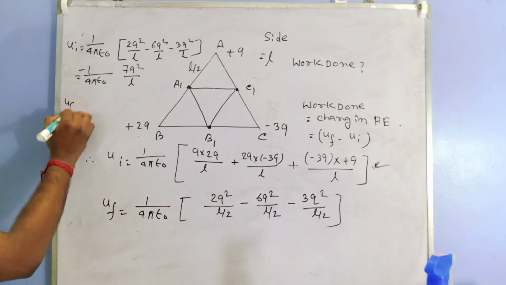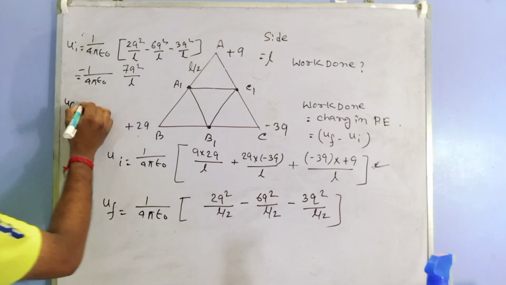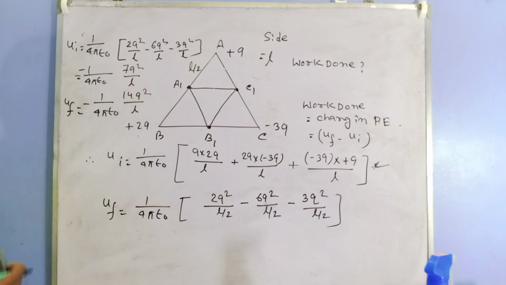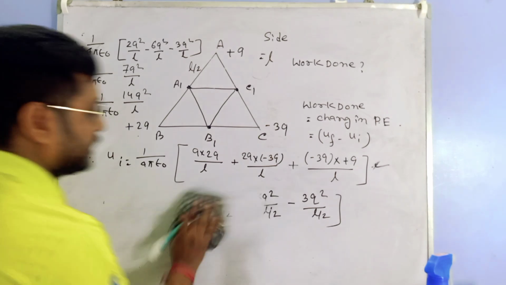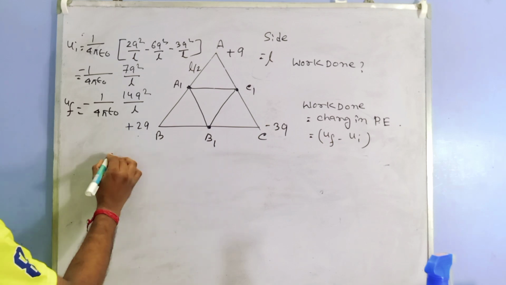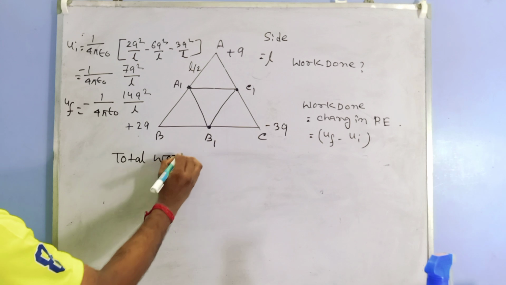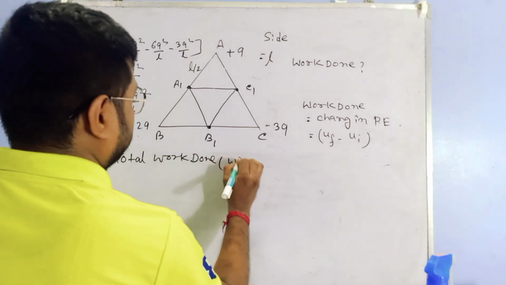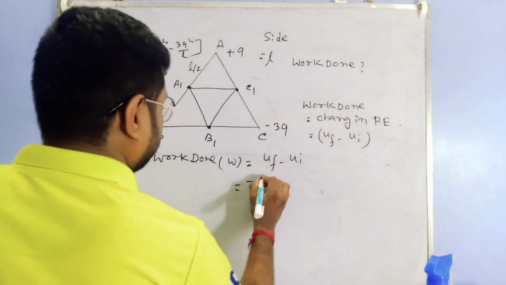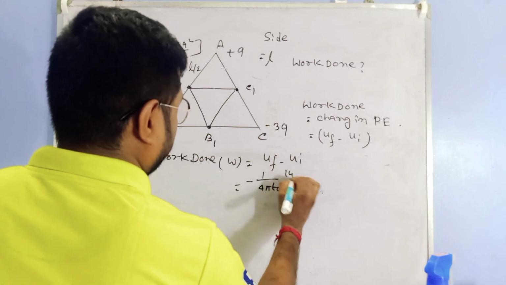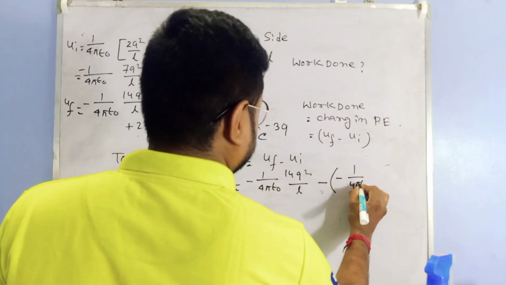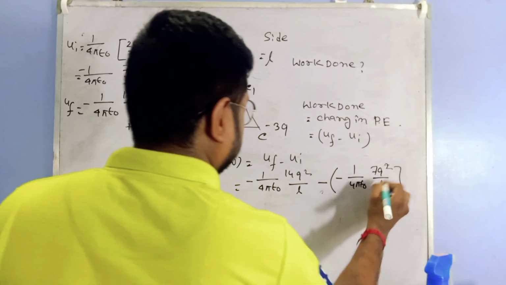And what is UF? UF is just twice because of the factor L by 2, that is minus 1 by 4 pi epsilon naught 14 q square by L. Okay, now we find the difference between these two terms. So total work done W equal to UF minus UI. UF is minus 1 by 4 pi epsilon naught 14 q square by L, and minus of minus 1 by 4 pi epsilon naught 7 q square by L.